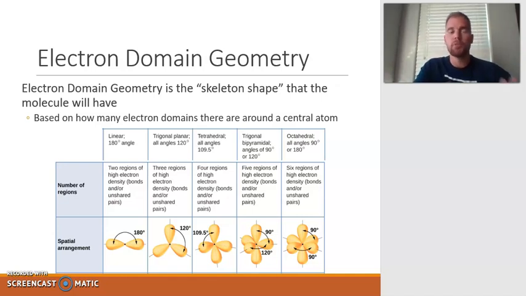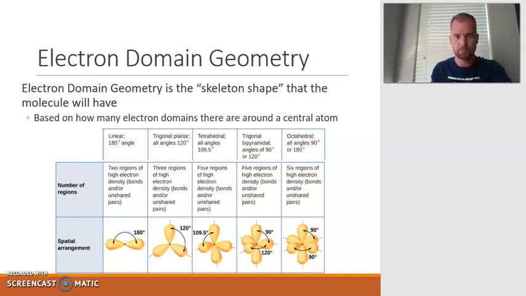Now, real quickly, what's difficult in this topic for students is it's very visual. So I try to put as many visual helpful tips in the topic so that it can help you. However, if anything is not helping you, feel free to Google or YouTube electron domain geometry or molecular geometry, and there's a lot of resources out there. Okay, with that being said, let's go through the 5 electron domain geometries.